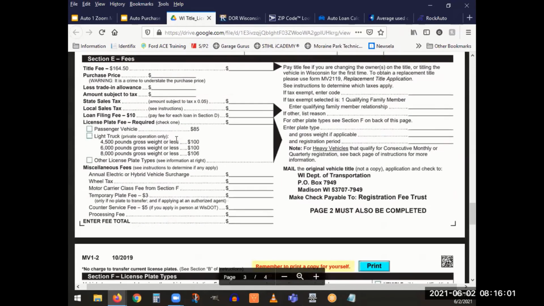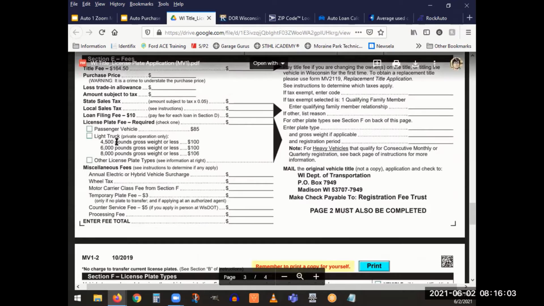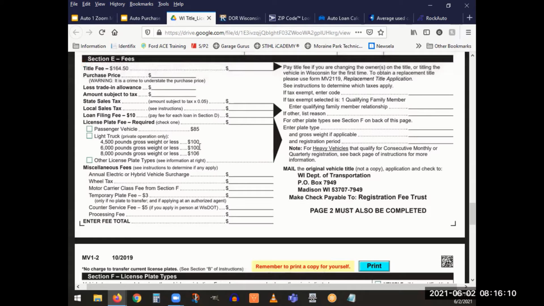Down here it says that for 4,500 pounds or 6,000 pounds, which is your gross weight, it's going to probably be about $100, which again is probably most trucks that you're going to end up purchasing.